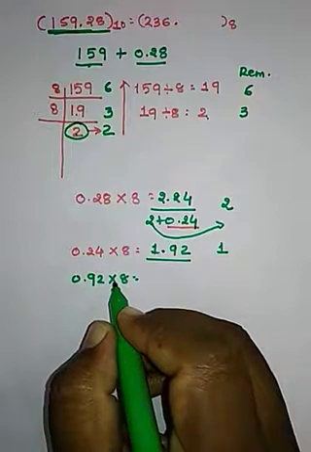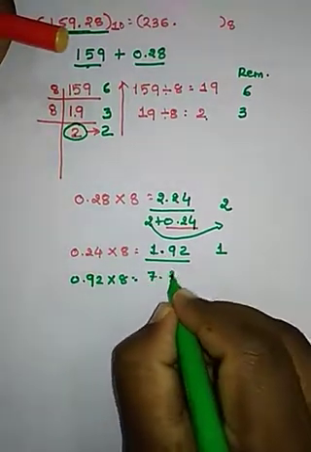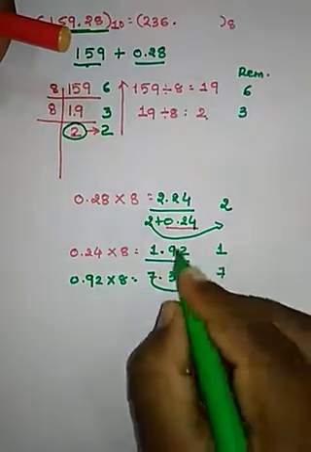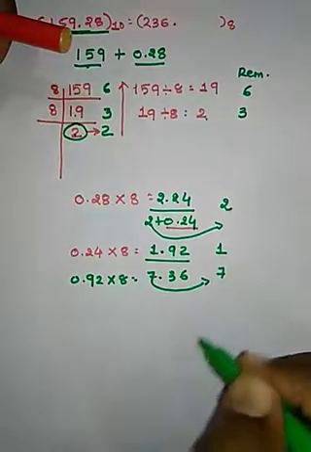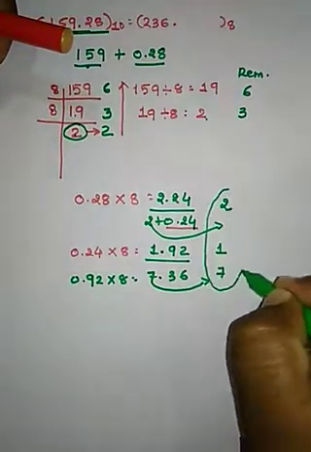0.92 into 8 is equal to 7.36. What is the before point? It's a 7. Take it out. This procedure continues, so we have to process this step up to 2 or 3 steps.